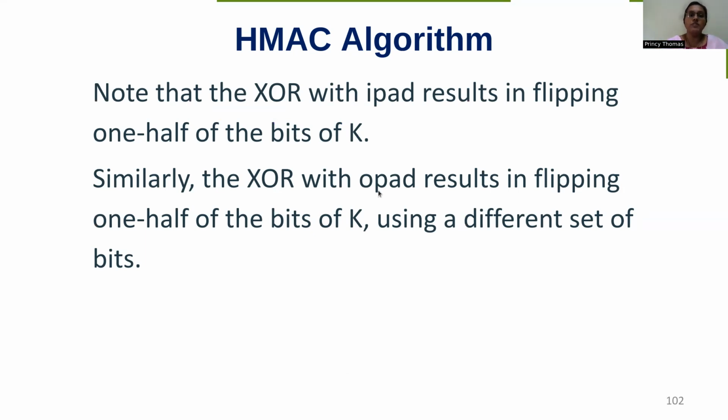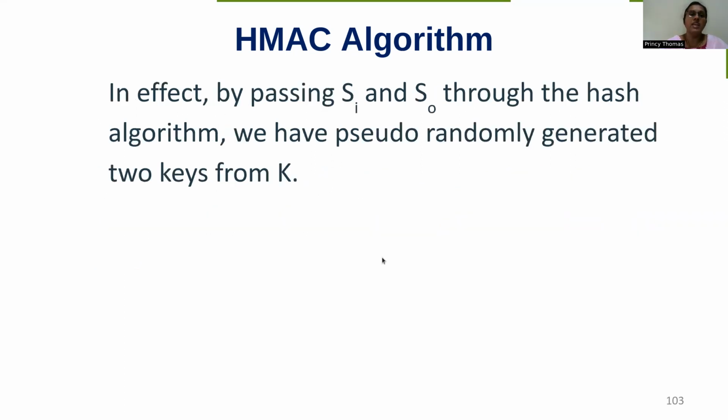Similarly, when you do XOR with OPAD, again half of the bits are flipped, but a different set of bits compared with the IPAD. Not the same bits are flipped, a different set of bits are flipped. In effect, by passing SI and SO through the hash algorithm, we have pseudo-randomly generated these keys. SI and SO are pseudo-randomly generated 2 keys from K. So by using IPAD and OPAD, 2 different keys from the same K value are generated.